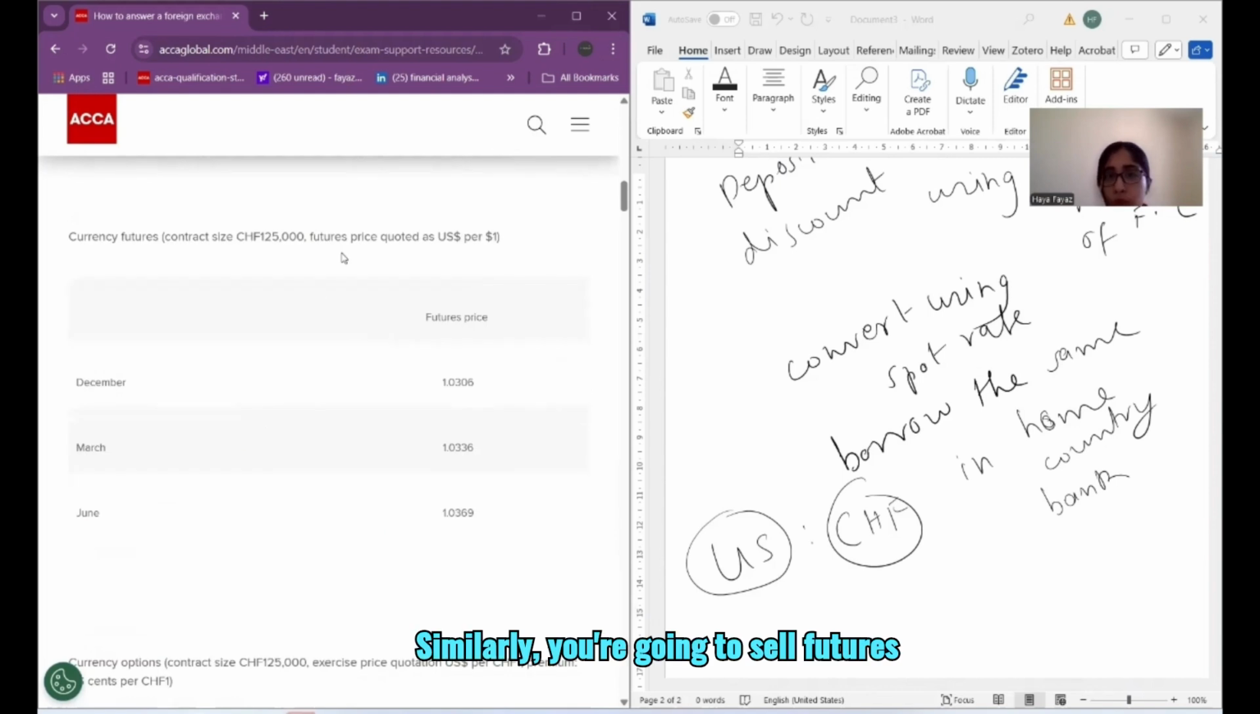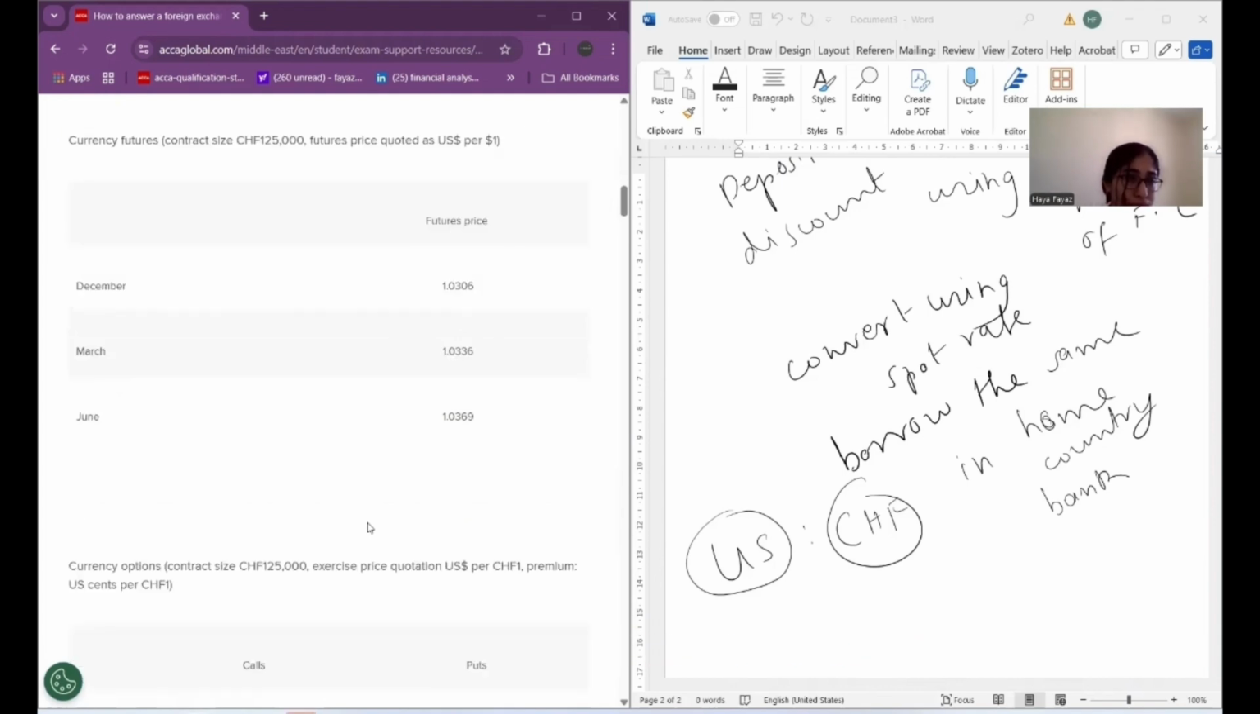Similarly, you're going to sell futures. Simple. Because these are in CHF terms, you don't want CHF. You're going to get a receipt in CHF. You are going to sell them and get US dollars from the bank. Simple.